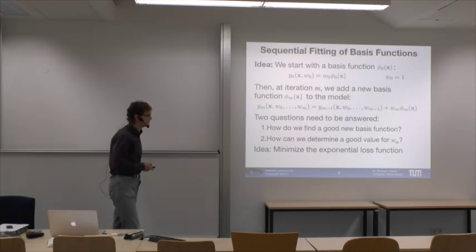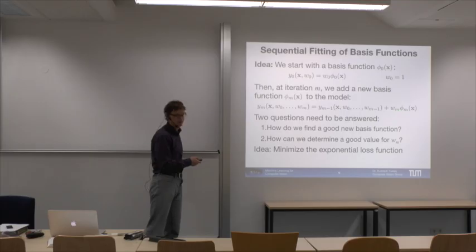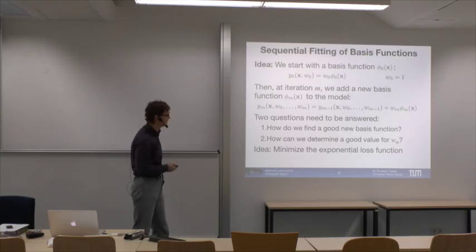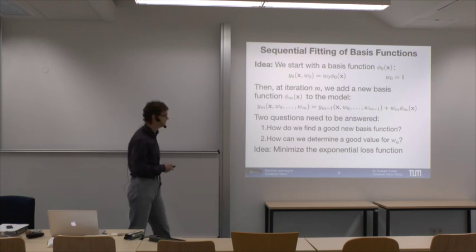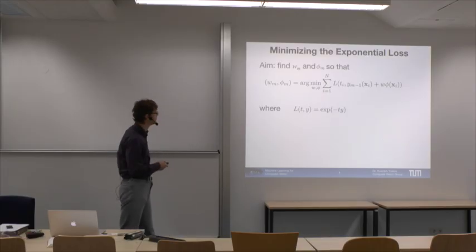Now, two questions we have to answer. How do we find a good new basis function, a new phi? And how can we find a new good value for Wm? These two things need to be specified in every training round. And the whole idea is to do this by minimizing the exponential loss function. We'll do this now really here live.